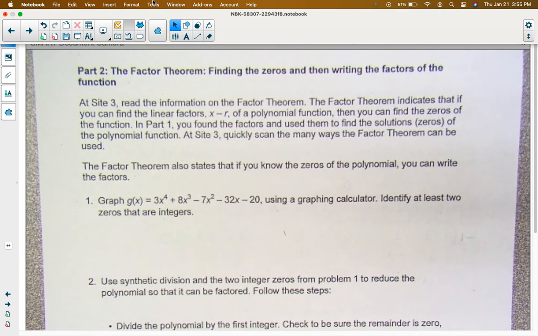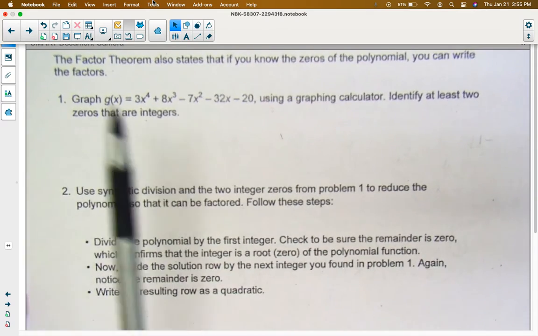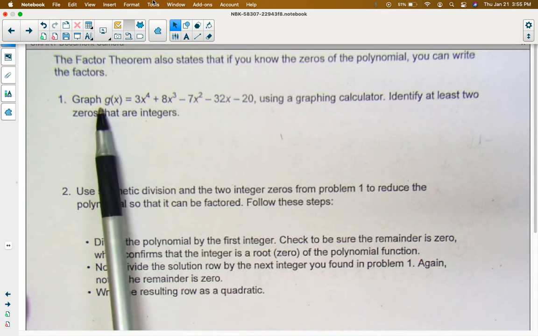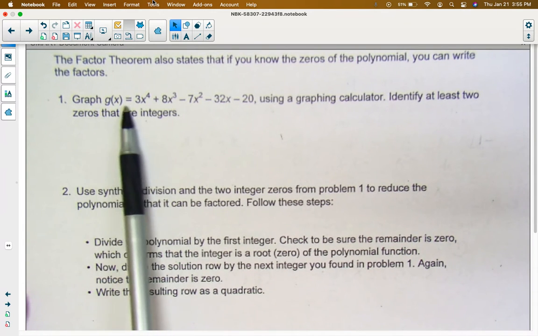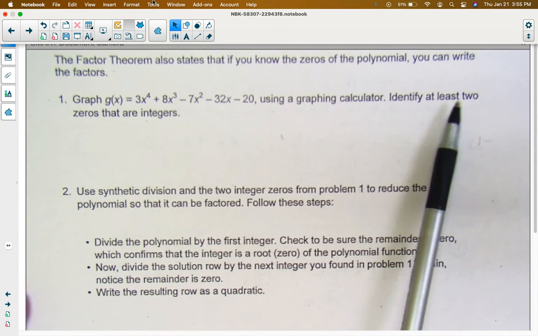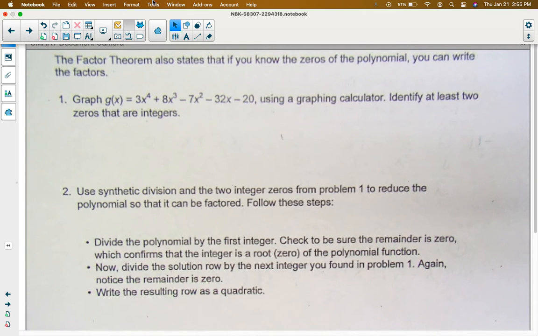So now we have a new function that we're taking a look at. The first thing we need to do is graph this function. You're going to want to use Desmos probably. You want to type this in and graph it. It says use a graphing calculator. Identify at least 2 zeros that are integers. Now, I've already graphed this, so I'm going to trust that you know how to type this into Desmos.